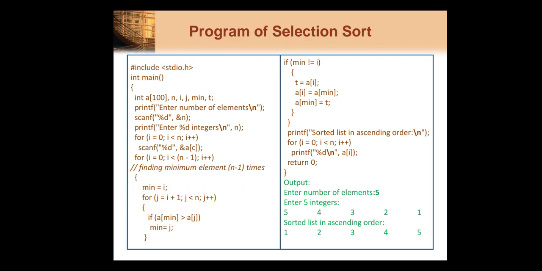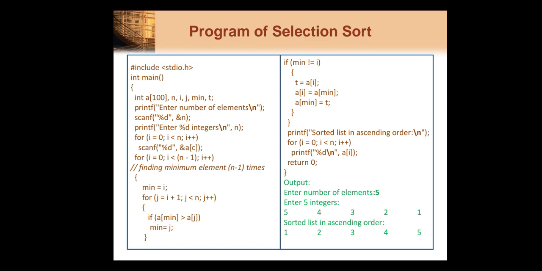of comparisons, with the second element, j equals i plus 1. Already we have considered the first element as the minimum, so we have started with the second element. We check whether a of minimum is greater than a of j. If yes, then we take the position of j in the minimum.